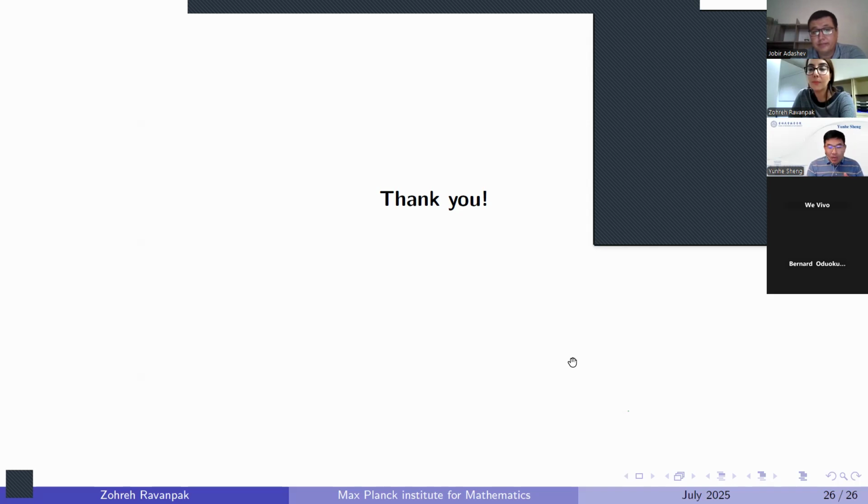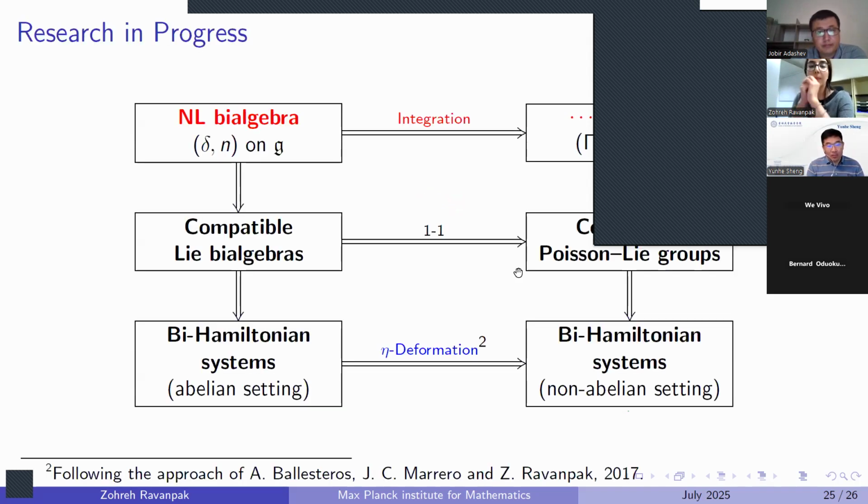So maybe first I ask a question. Could you move back one page? Just page 25. There you mentioned the compatible Lie algebras. Could you roughly explain the definition?